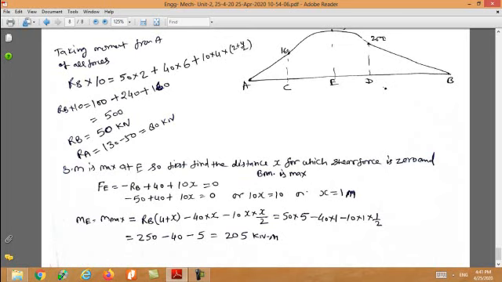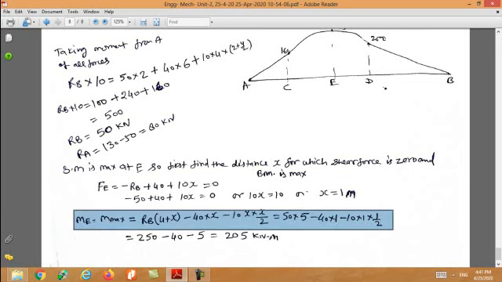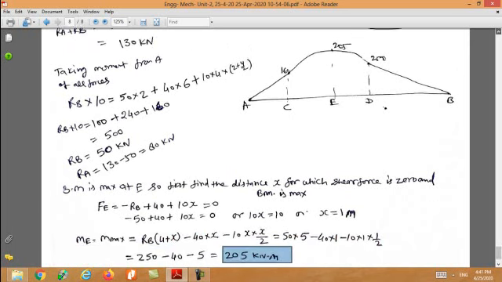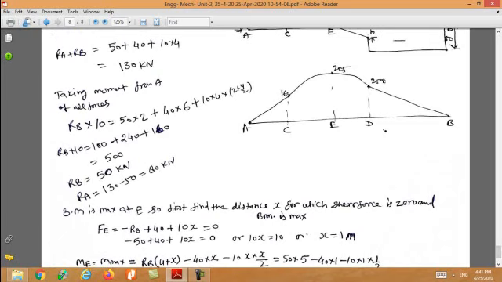At point E where the shear force changes sign, minus RB plus 40 plus 10x is equal to 0. So for this, the value of x is 1 meter. Now calculate the bending moment for this maximum, ME. So the maximum bending moment is 250 kilonewton meters, and you can also see it shown in these values.